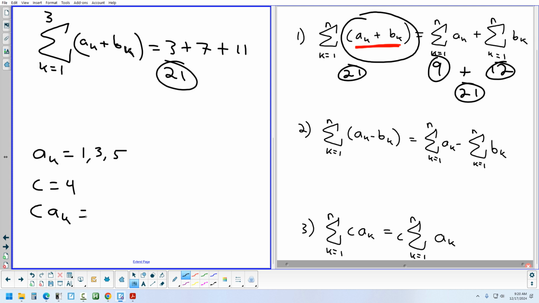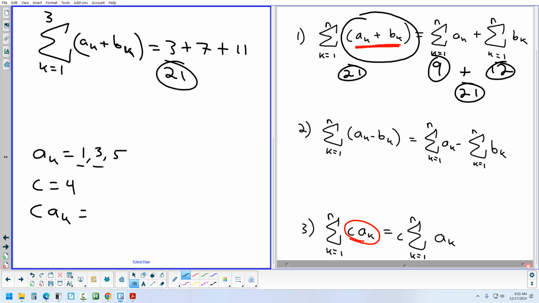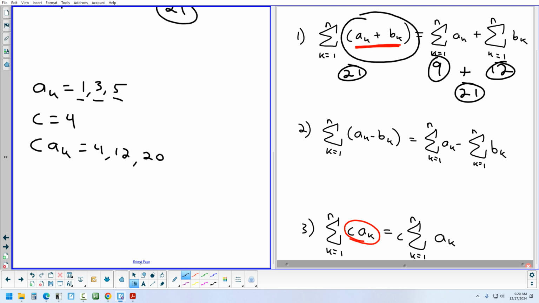Let's do it the way on the left first. Let's find this. That means to multiply every number in sequence A by some value. In this case, it's 4. What do you get if you multiply each of those by 4? 4, 12, and 20. That's sequence A quadrupled. 4, 12, 20. Now, let's add up. That's what that symbol means. Add up every number that you just found.